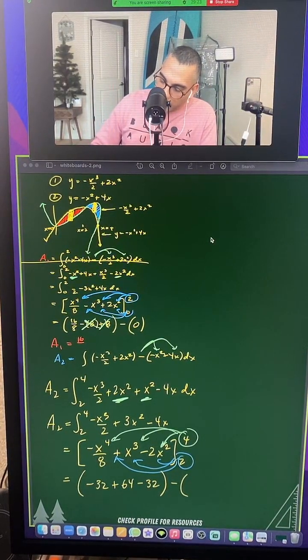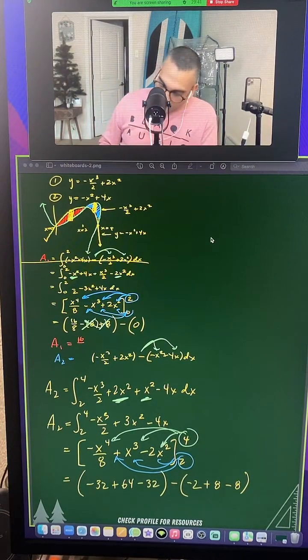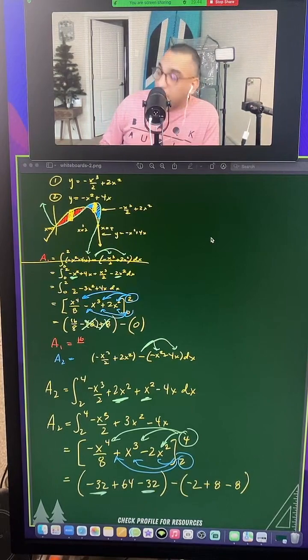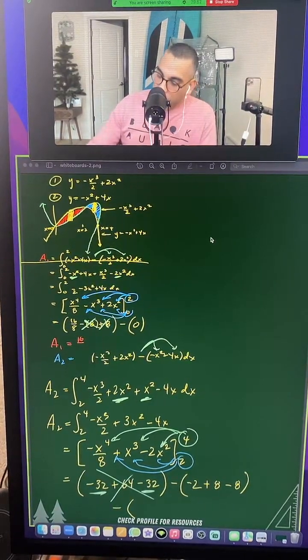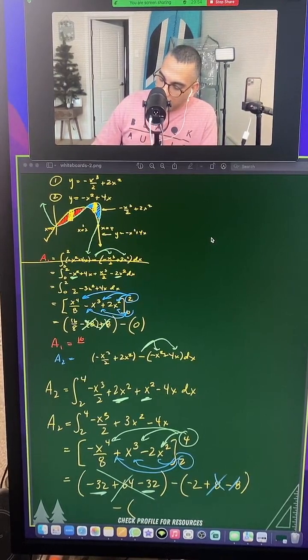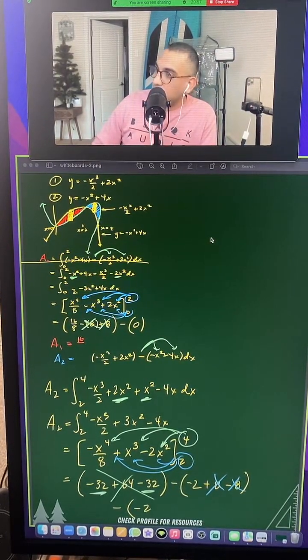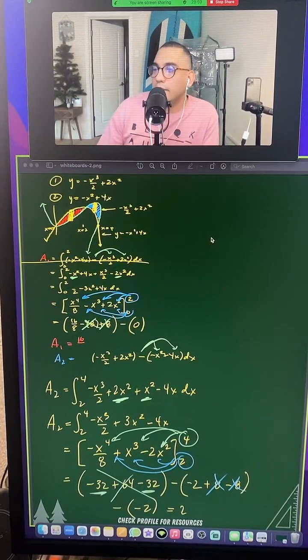Okay, so when I plug in the negative 2, this is negative 16 over 8. So negative 2 plus 8 minus, and then I have 2 times another 4, so minus 8. In that first parentheses, the 32s don't cancel out. The negative 32 and the negative 32 become negative 64 plus 64. That cancels out. That's really nice. And then inside the parentheses, the 8s cancel out, so I'm left with negative 2. And then this is the area for this is 2.